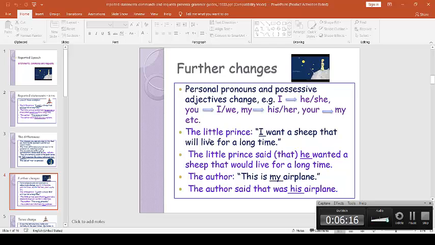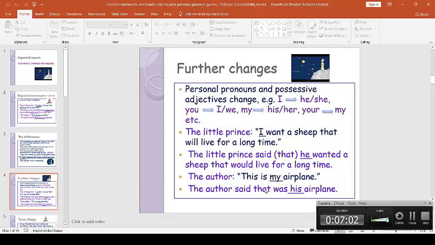See this example, the little prince: "I want a sheep that will live for a long time." When I change it into indirect speech, I say the little prince said that, you can put that or not. First thing that we did, we omit the inverted commas here, and we change I into he because we are talking about him. Wanted, present simple changed into past simple. He wanted a sheep that would, because will in the indirect speech changes into would, live for a long time. The author: "This is my airplane." The author said that.